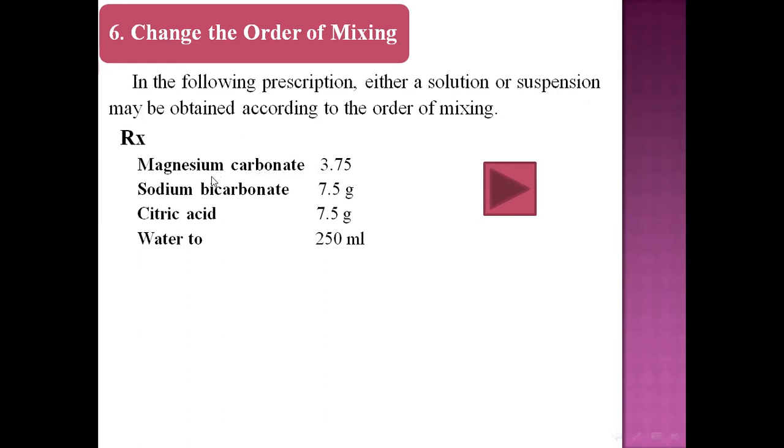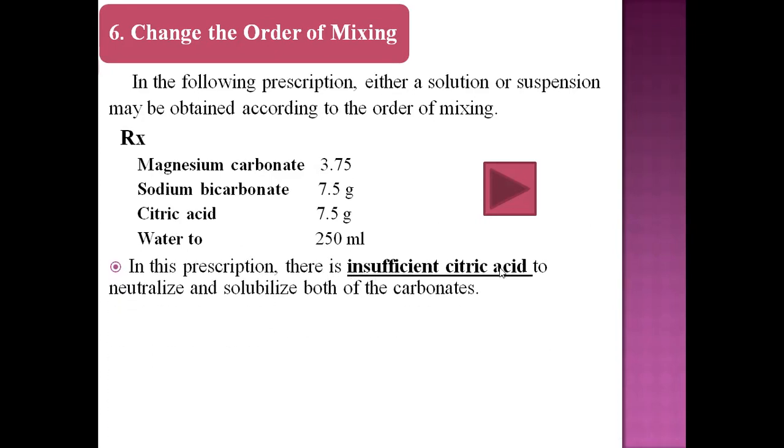Let us know some information first. Magnesium carbonate is water insoluble. Sodium bicarb is water soluble. Citric acid is water soluble. Both magnesium carbonate and sodium bicarb are alkaline radicals. They will react with citric acid. In this prescription, there is insufficient citric acid to neutralize and solubilize both of the carbonates. Citric acid here cannot react with both of those amounts of sodium bicarb and magnesium carbonate. So what will happen?